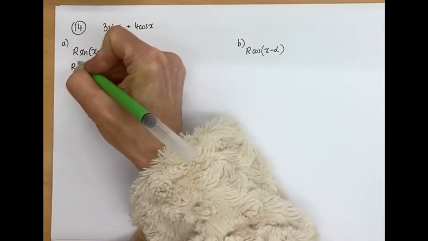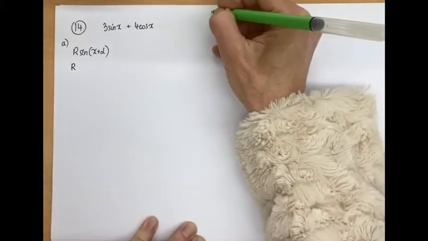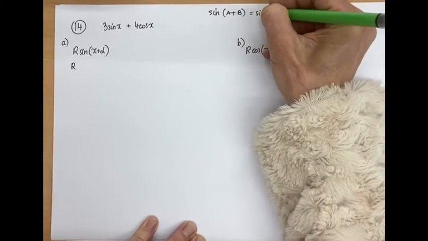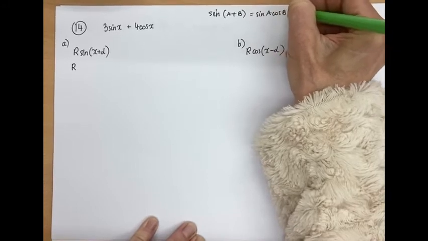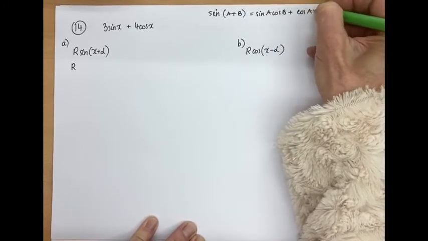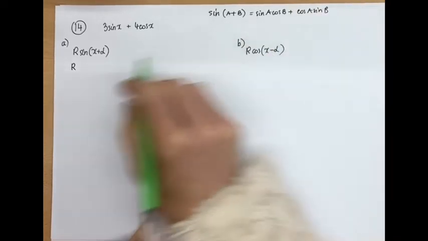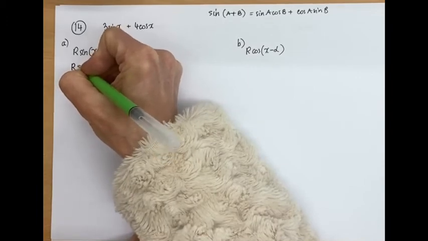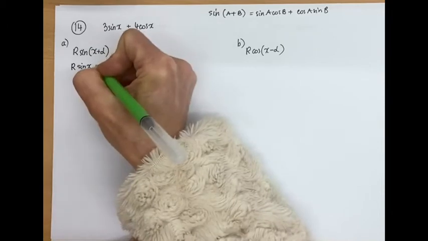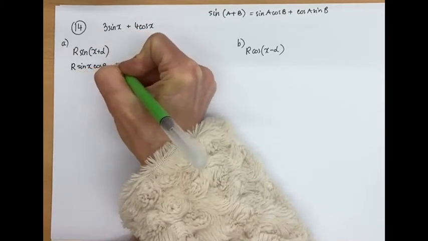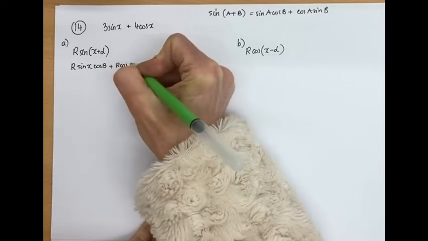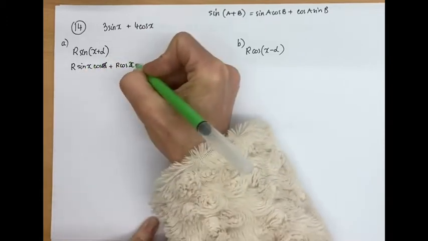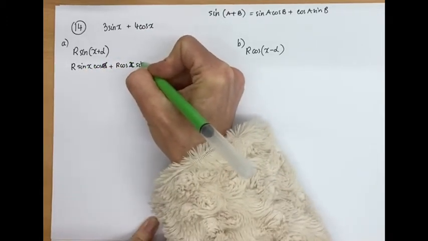So I'm going to expand that addition. Let me just remind you, sine of A plus B is equal to sine A cos B plus cos A sine B. So we're going to use this addition formula, and I'm going to multiply it straight away by r to obtain r sine x multiplied by cos alpha, and then r cos x multiplied by sine alpha.